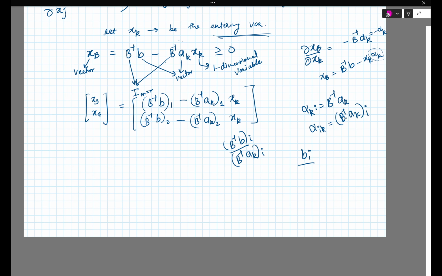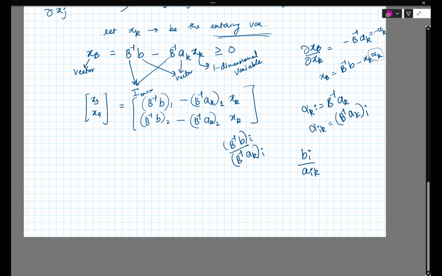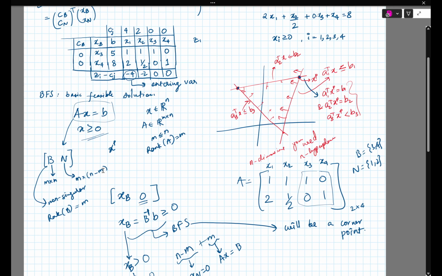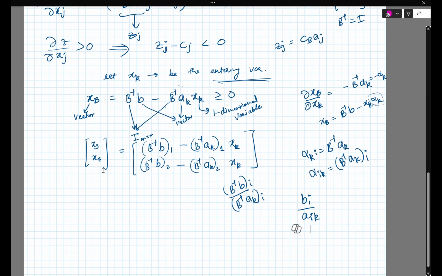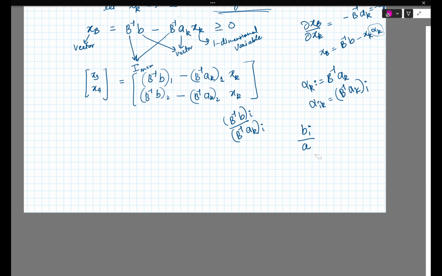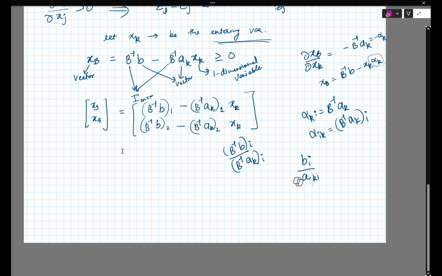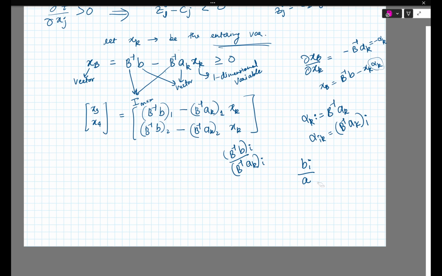This will also be identity A k i or something, or A i k. Okay, so I think it is A k i, no? A k, no, A i k. i is the row and k is the column.